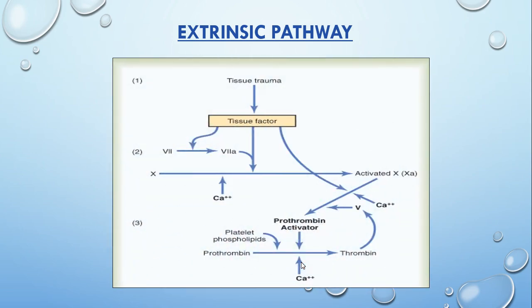This is the mechanism of the extrinsic pathway occurring in three steps: tissue factor, factor 7A, which causes the activation of factor 10A, and factor 10A finally results in the production of prothrombin activator in the presence of calcium and factor 5.